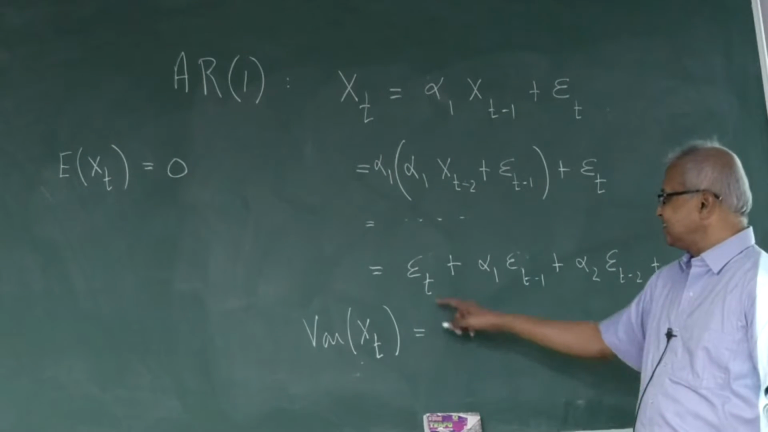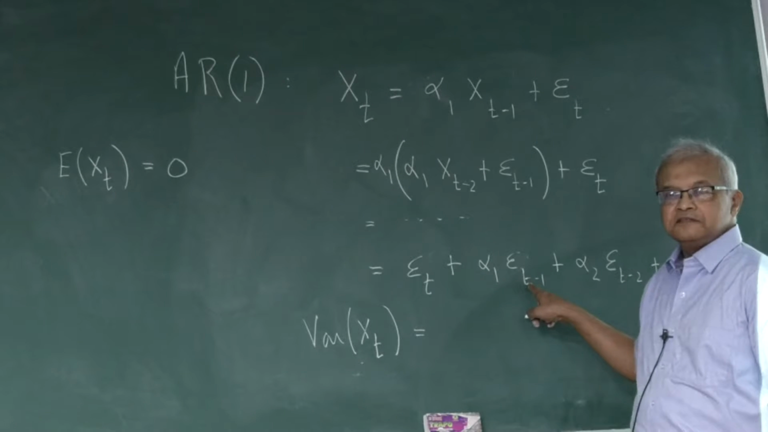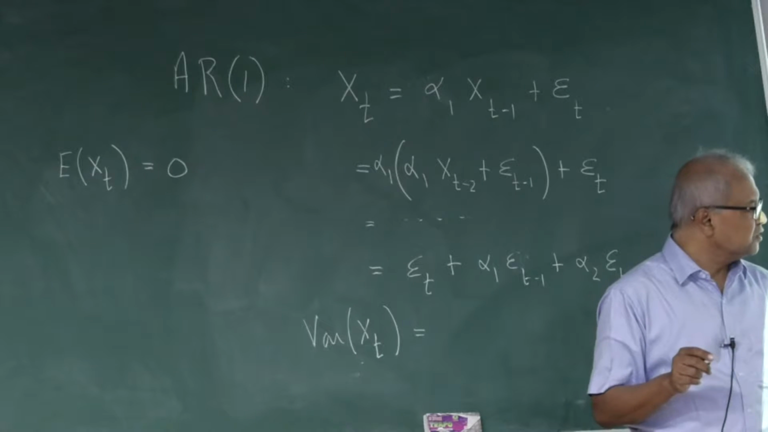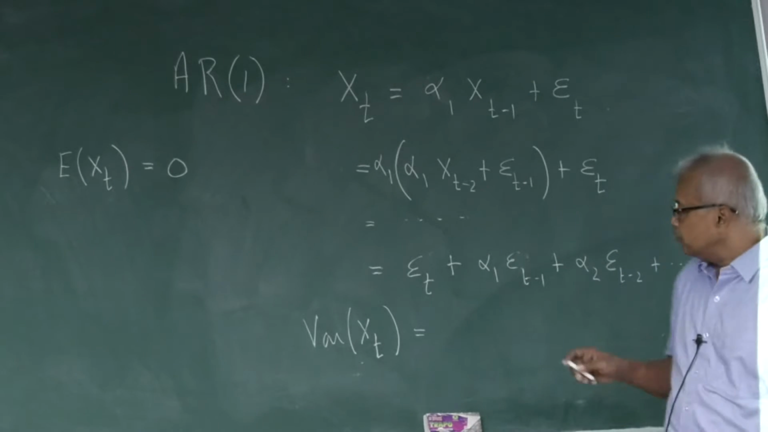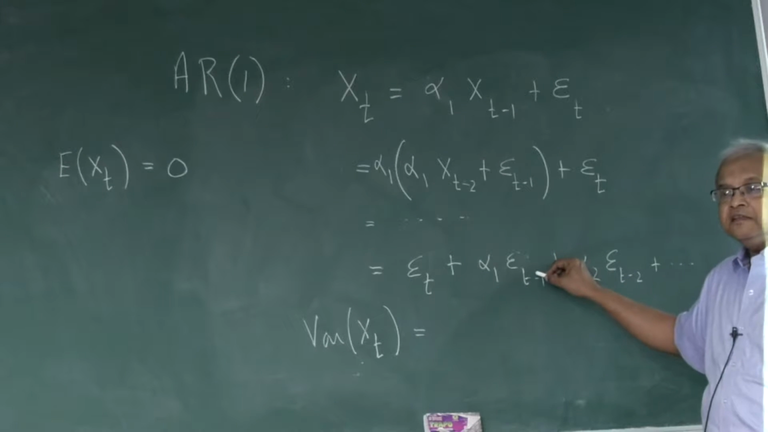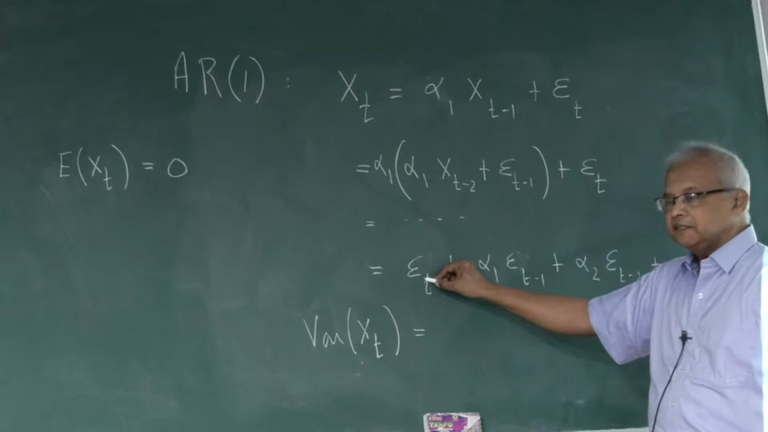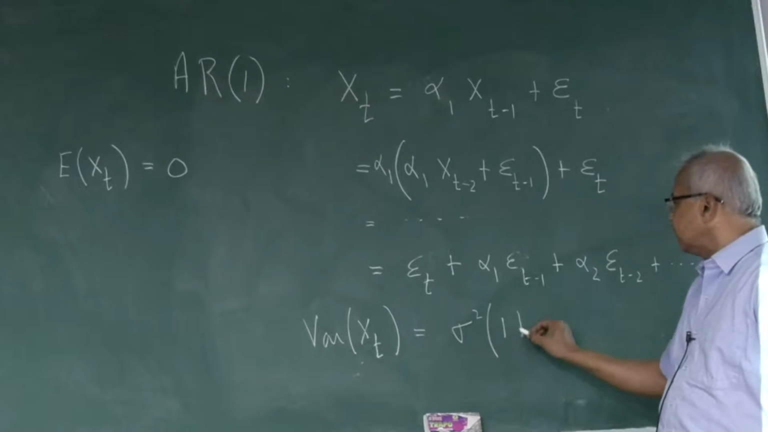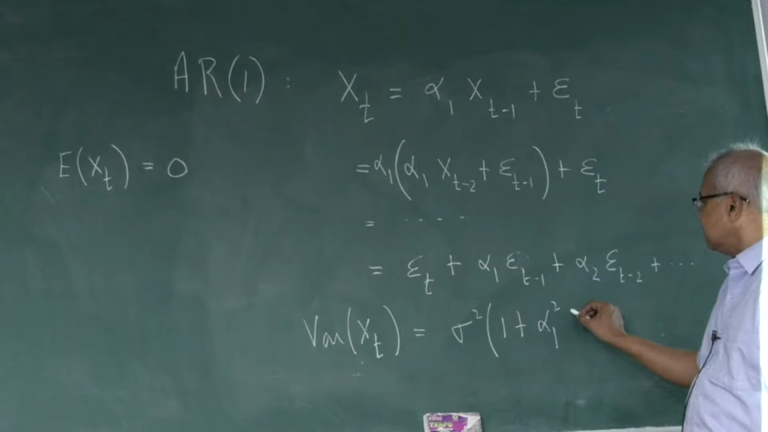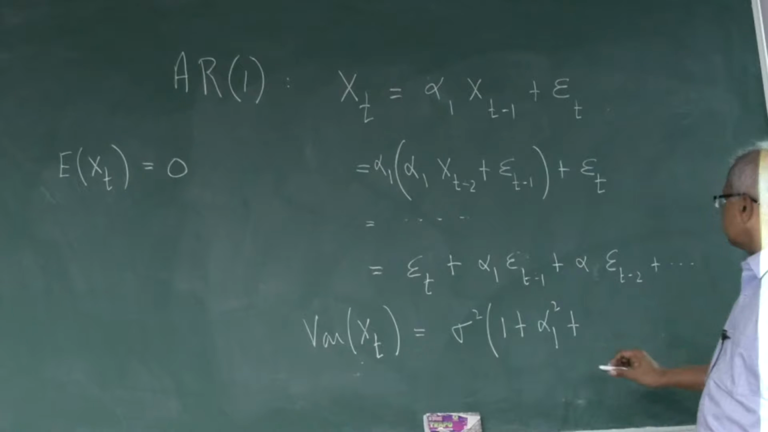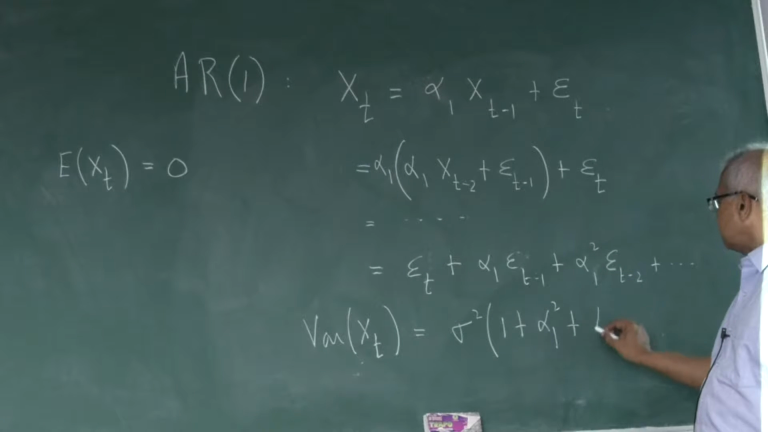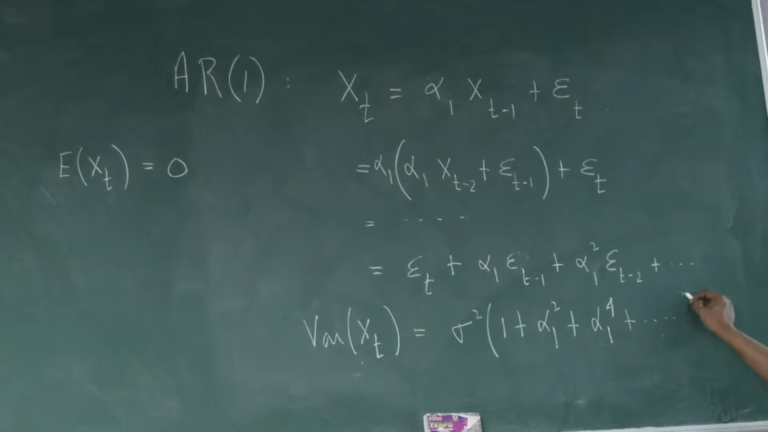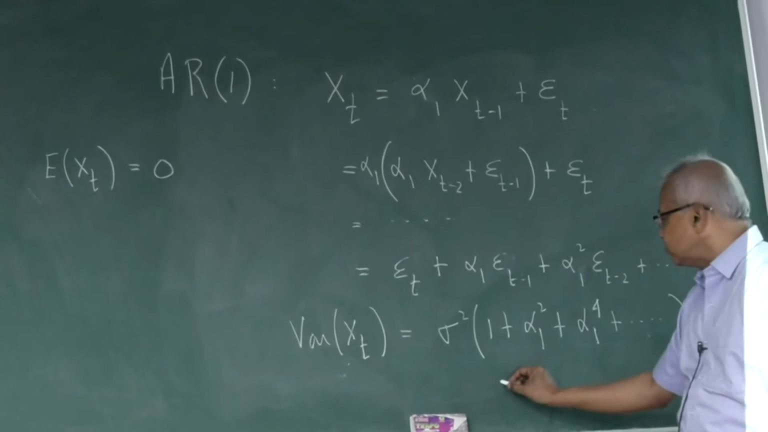These are independent. These are IID, mind you. Let me go back to the previous slide. These epsilon t's would be IID. So what would be the variance of this? Suppose we have a constant variance, so this is sigma square times 1 plus alpha 1 square plus alpha 1 to the power of 4, etc. And so what does the variance come out to be?